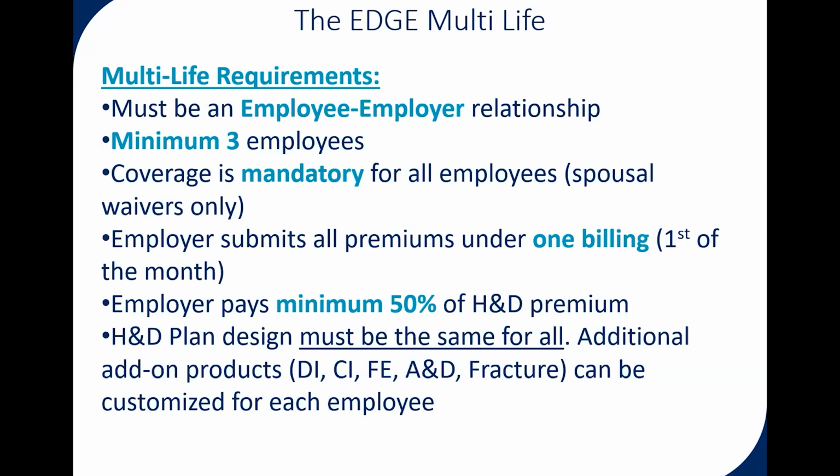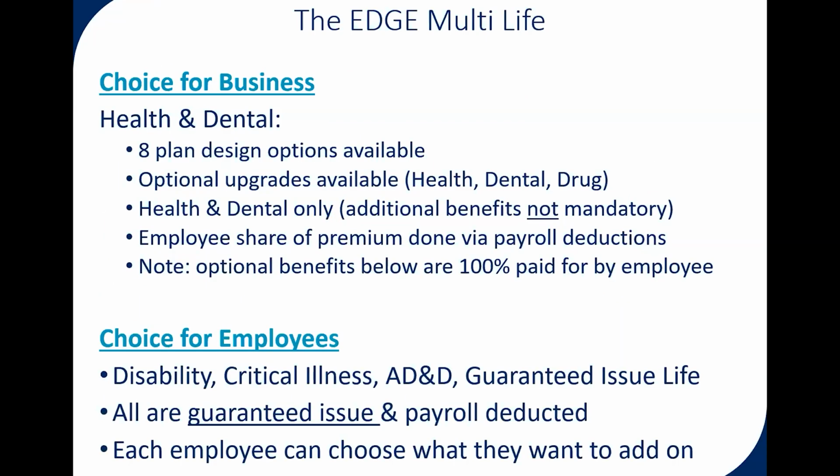Now, where we're a little different than a group carrier or a traditional group plan is that everybody has to have the same health and dental plan, but above that, you could customize that per employee. So additional add-on products, I'm just showing you disability, critical illness, AD&D, because those are all guaranteed issue products. There's no underwriting. You can add those products to the employees, and you can actually customize that part of the program based on what the employees or the employer wants to have.